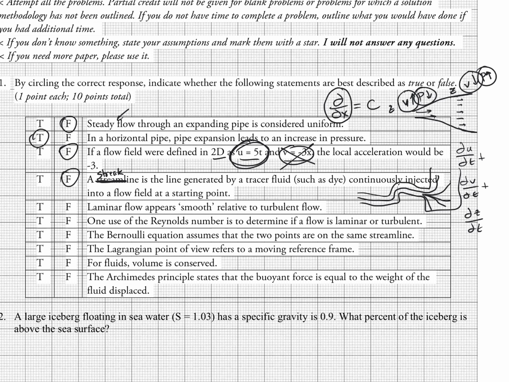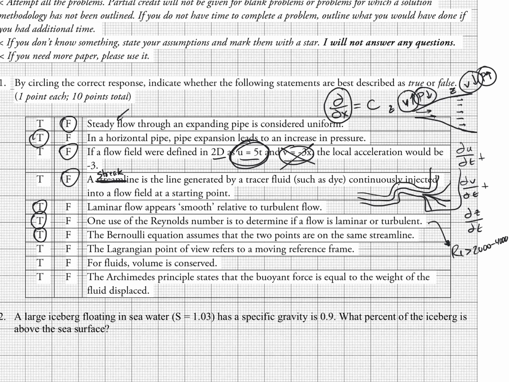Laminar flow appears quote unquote smooth relative to turbulent flow. That's true. That's kind of the definition of laminar flow. One use of the Reynolds number is to determine if the flow is laminar or turbulent. That is a yes. So usually we say, like in a pipe, we say that if Reynolds number is greater than 2,000 to 4,000, we say it's turbulent. Okay, so that's true. The Bernoulli equation assumes that 2 points are on the same streamline. This is one of the fundamental assumptions of the Bernoulli equation.